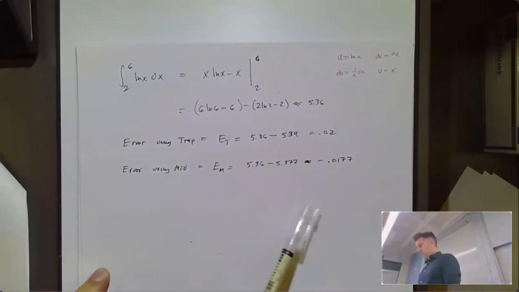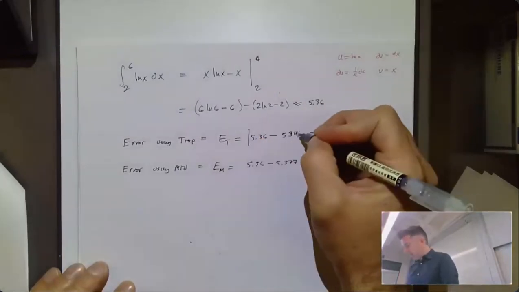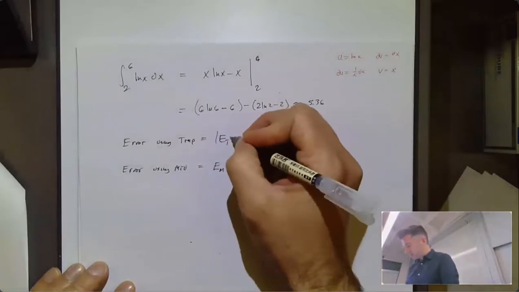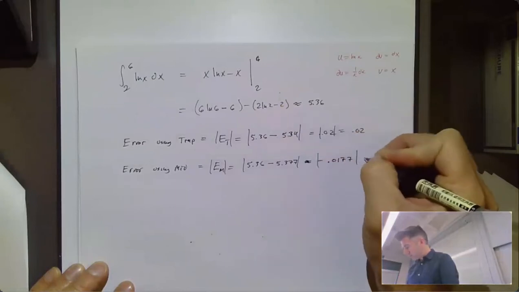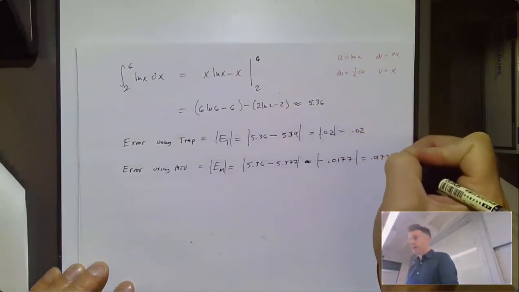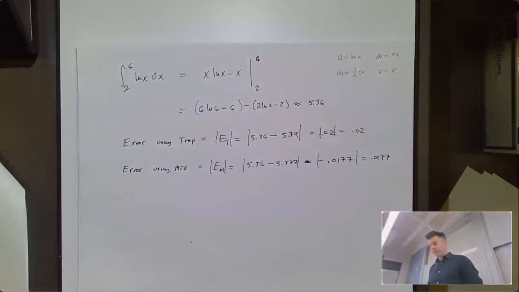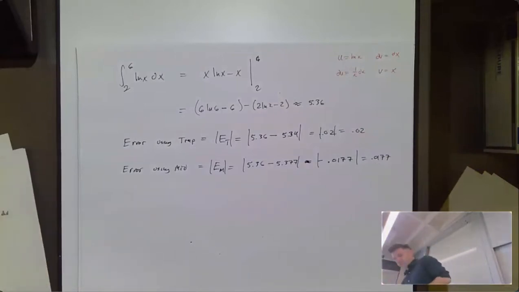What else to say about this? I would, again, probably put absolute values around each of these. It usually makes sense to talk about the error being a positive number. So when you're trying to use the trapezoid rule or the midpoint rule to estimate the area under a curve, that's how you do it.